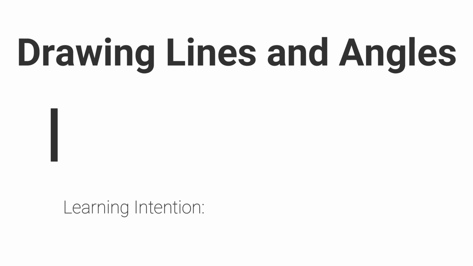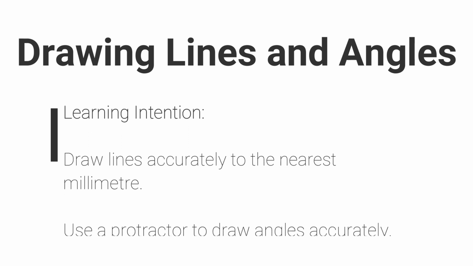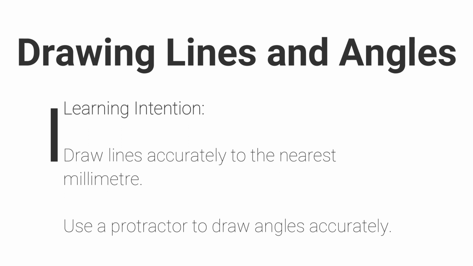Welcome back, Year 5. In today's math lesson, we're taking it a step further with angles. Today, we're actually going to be drawing some lines and angles. You have two learning intentions. The first is to draw lines accurately to the nearest millimeter. We'll get back to what a millimeter is in a second. Also, we'll be using a protractor to draw angles accurately.